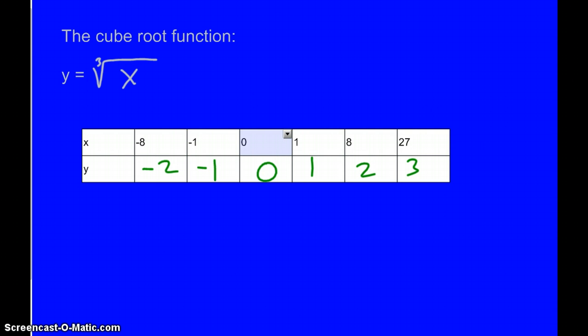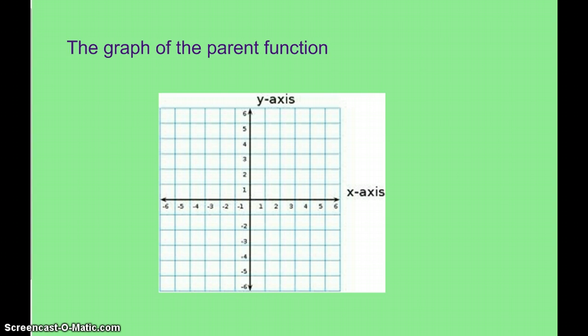So when we look at that, in order to get to our y value being up 3 units, we have to go over 27 units. So this graph is going to be even more flat than the square root function. Let's look at the graph. As you look at our graph, we're a little bit limited here. This grid only goes to -6, and our first point was at -8, -2. So we'll put it off the grid a little bit there.